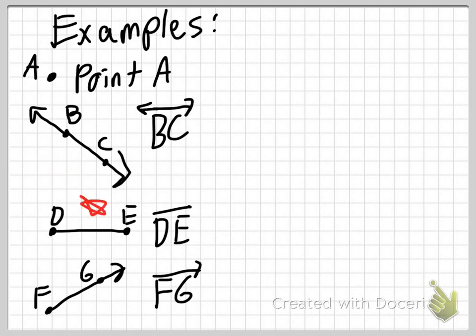This is segment DE. Now, a segment has 2 endpoints, right here and right here, and then it has what looks like a line going from point to point, but it's not actually called a line. And you see that it's chopped off at the end because a segment stops. And then here finally we have ray FG. Again, you see that there's an endpoint here at F, and then it extends forever through G.